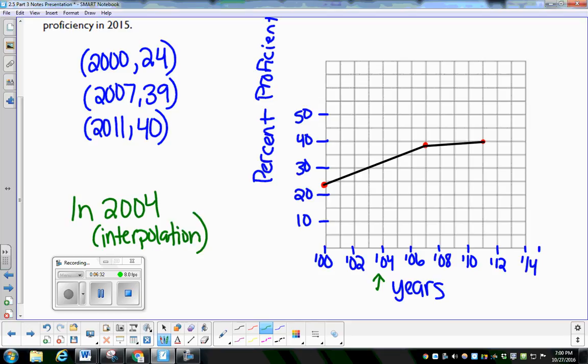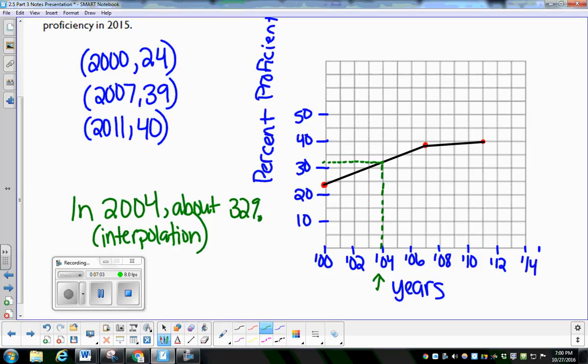So what we're going to do here is just go to 2004 on our x-axis, and then we'll go straight up until we hit that line that we drew. And then we'll go straight horizontally until we hit the y-axis to find about what that amount would be. So it looks to me like it's at maybe about 32%. So I'm going to say in 2004, about 32%. That's interpolation. It's within the data we have.